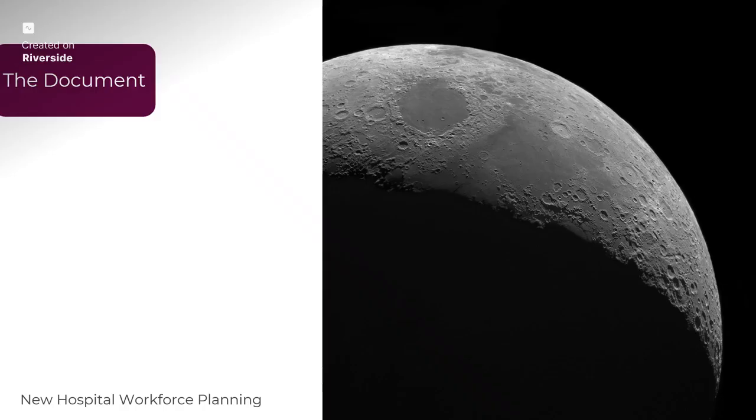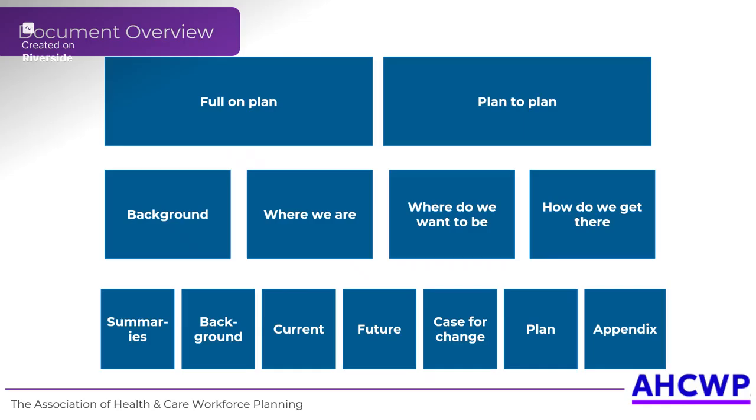So the document itself will be different if you're doing a full-on plan, you've done every bit of detail, or if you're still in the sort of point where you're getting a plan to a plan to get to a plan. The document can be different sizes and it might include different things. But every document will include background, context, etc., include a view on where we are now, where we want to get to, and how we get there.